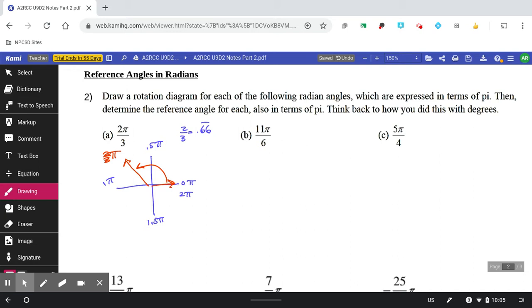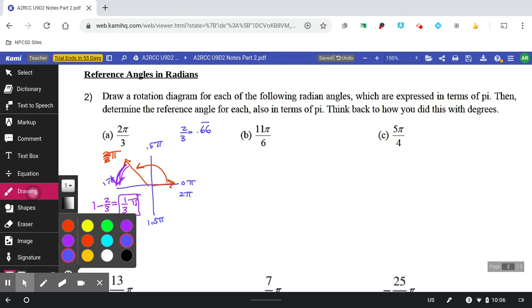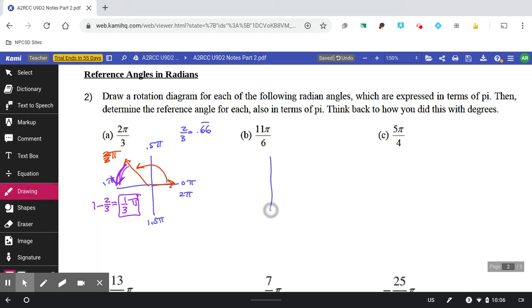So remember what a reference angle is. It's the acute angle from the terminal side to the x-axis. Okay, so that means that we would be looking for how many, in this case, radians does it take to get from the terminal side to that x-axis. So we're going from 2/3 to 1. So if I subtract 1 minus 2/3, I get 1/3. And of course, there's that pi there as well. So the answer is 1/3 pi. That would be the reference angle for this. All right, so let's go ahead and look at the next one.